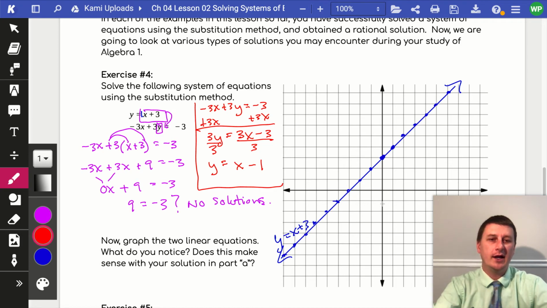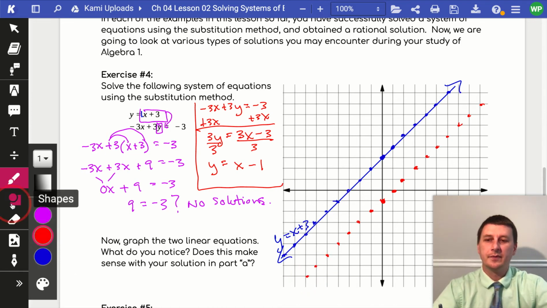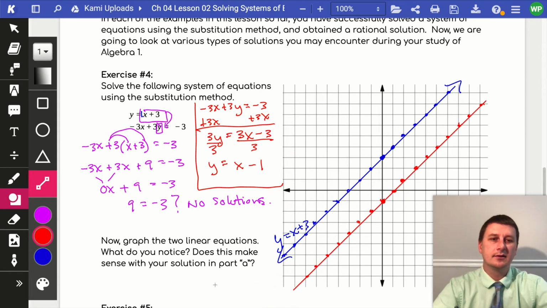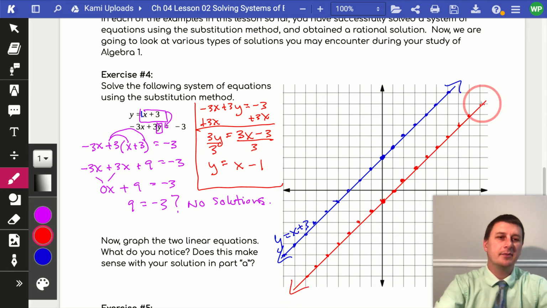That's going to have a y-intercept of negative 1 and a slope of up 1, right 1, up 1, right 1. So I'm going to graph that slope throughout the entire coordinate plane. And as you notice, as I graph those points throughout the entire coordinate plane, what do you notice about the two lines that are being formed right here? You should notice that these two lines are parallel. Yes, awesome. So these two lines are parallel.